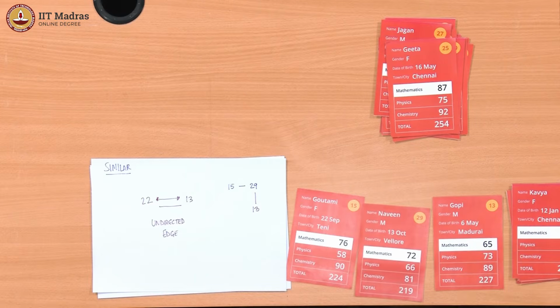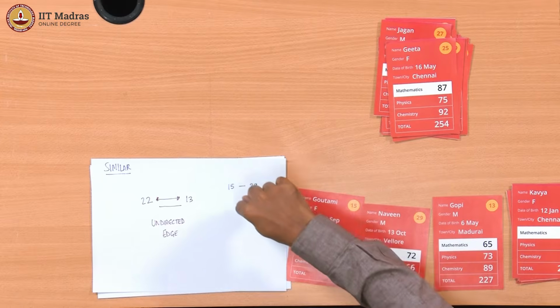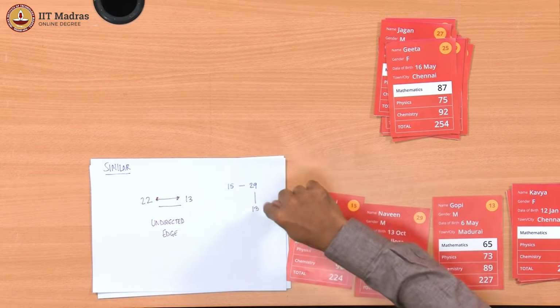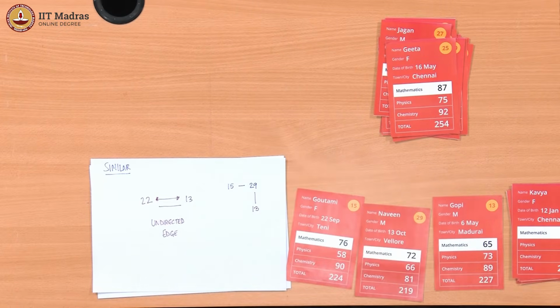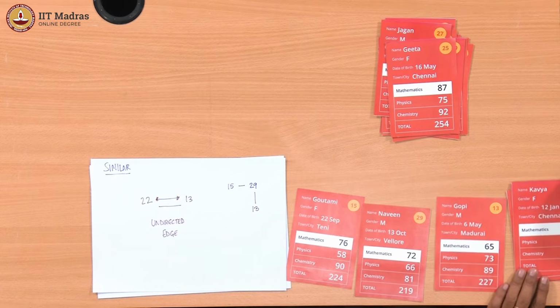So this didn't form a group. If Gopi were also connected to Gautami for some reason, then it would have been a nice group of all similar students, all similar to each other. But now we cannot really say that. You can say these two are similar, these two are similar, but not all three are similar to each other. Correct. Okay, all right.